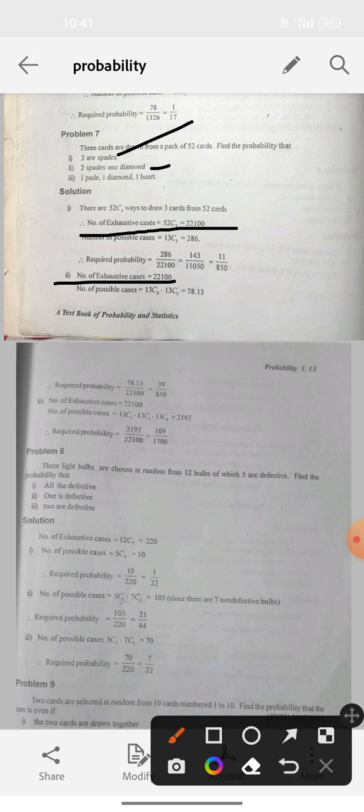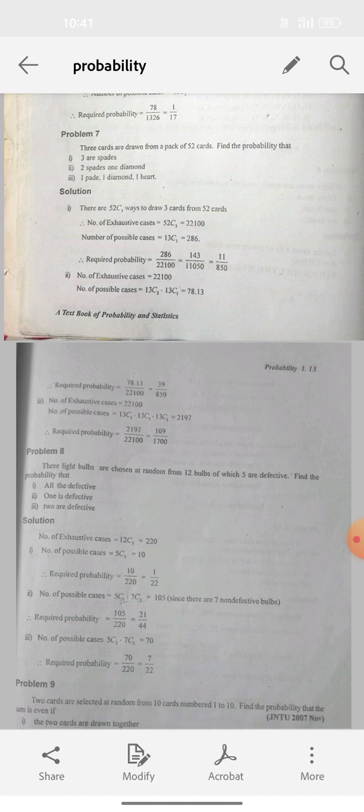Now the third bit, 1 spade, 1 diamond and 1 heart. From 13 spades we have to select 1, from 13 hearts we have to select 1, and from 13 diamonds we have to select 1. So 13C1 into 13C1 into 13C1 is the thing, and the exhaustive cases will not change. So this is how you will get it.